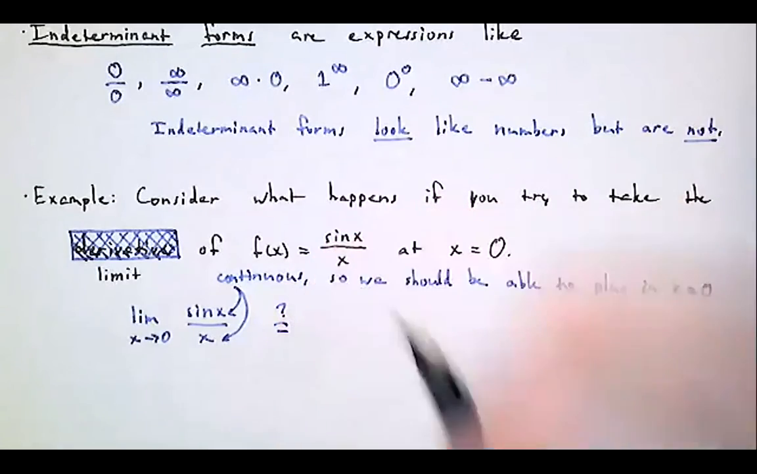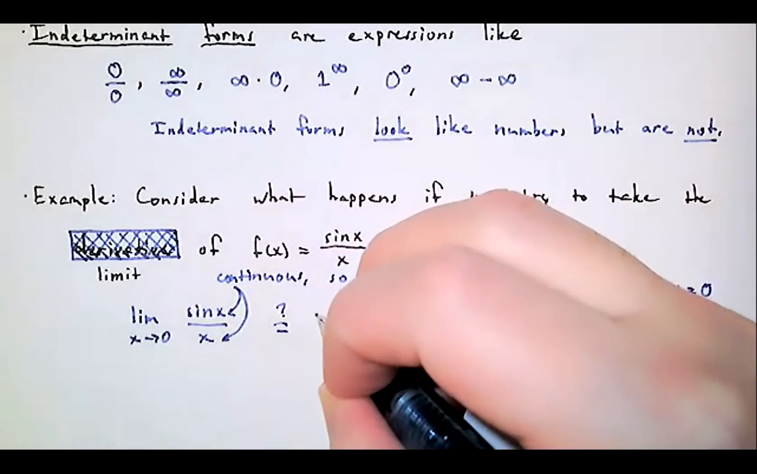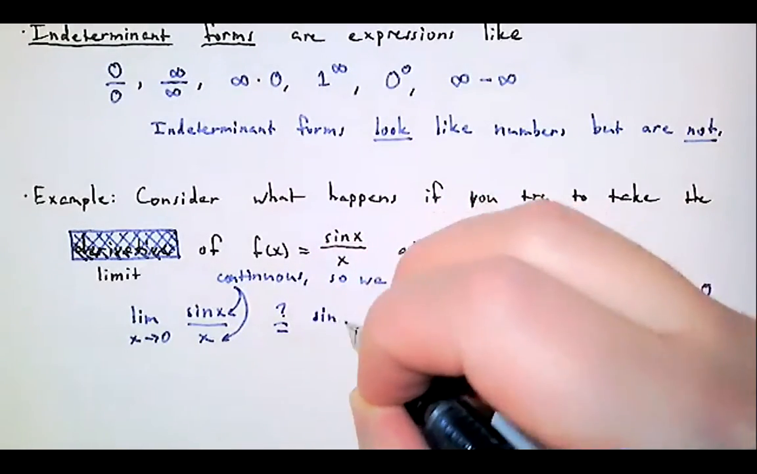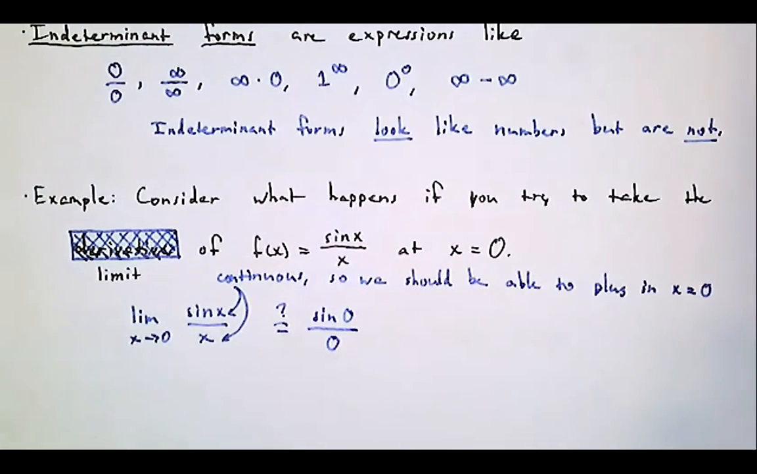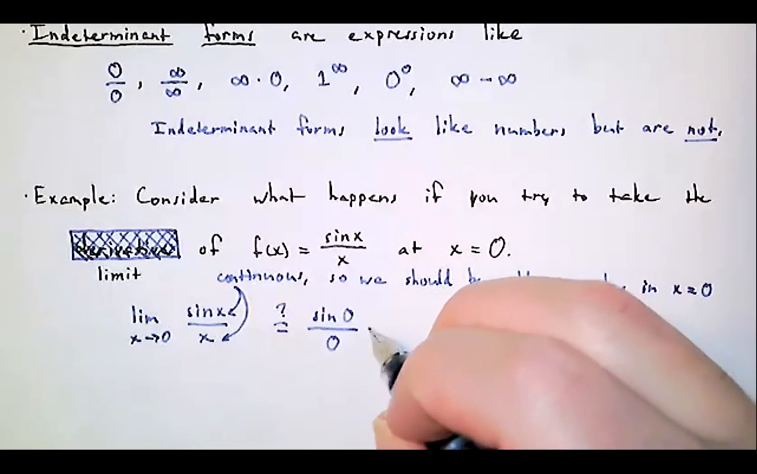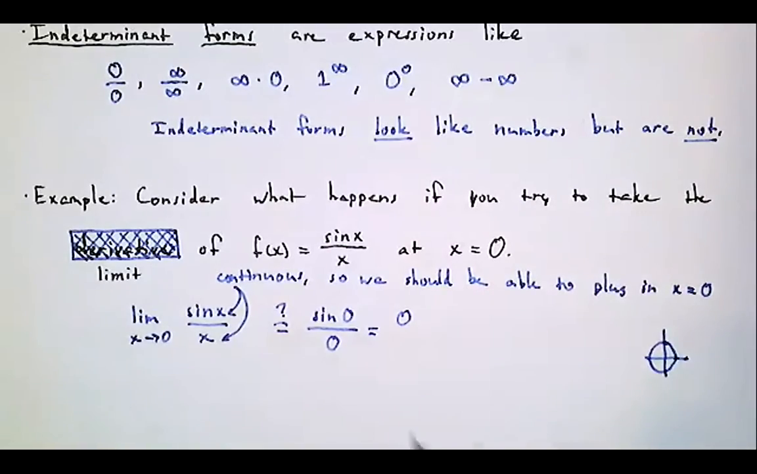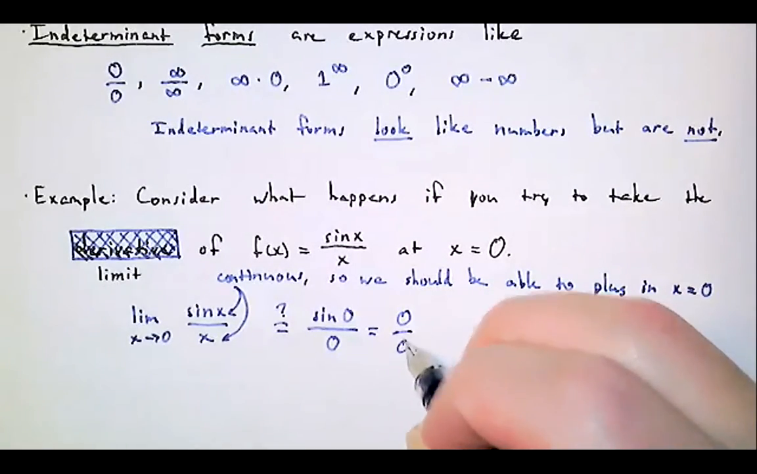So if you do that, what you would get is sine of 0 over 0. And there's already a problem here. There's a 0 in the denominator. But sine of 0, just a quick little reminder, on the unit circle, 0 is over here, and we're looking at the y-coordinate. So this is 0 over 0.